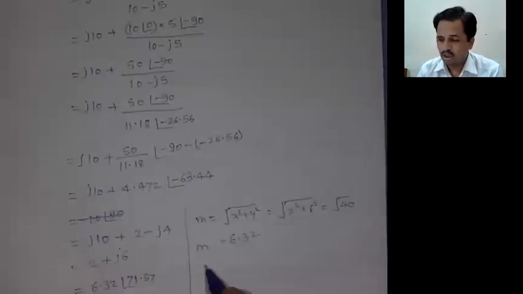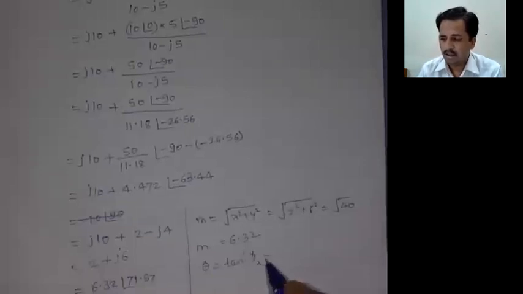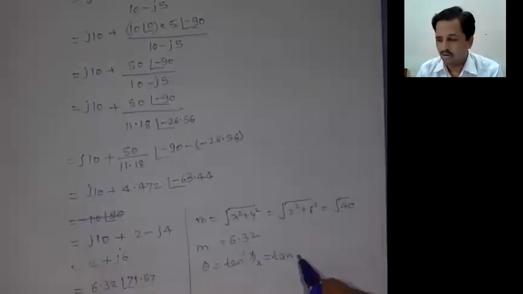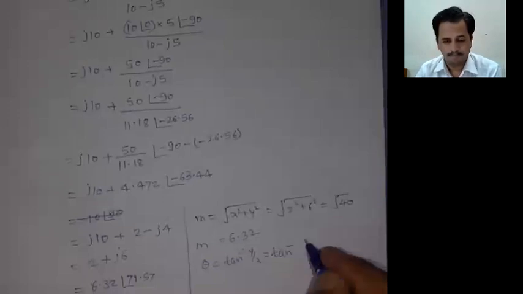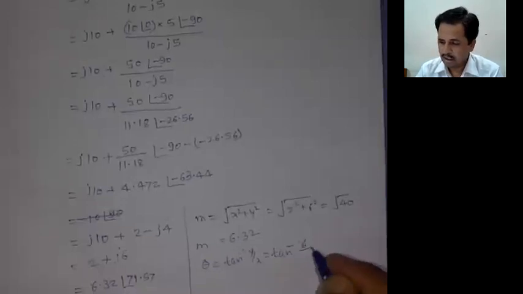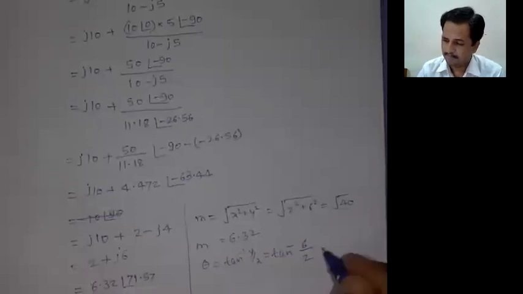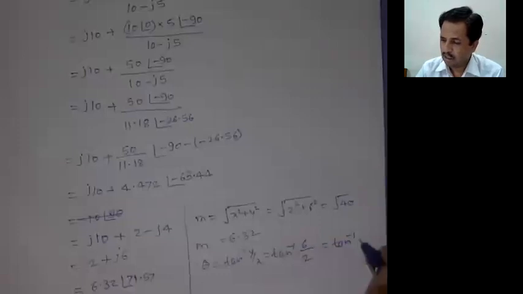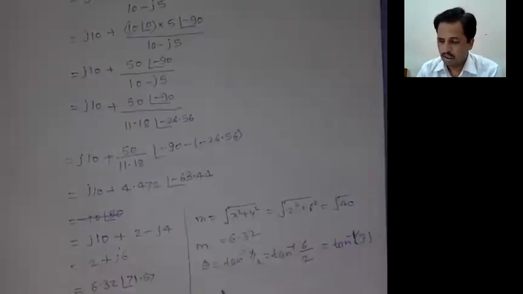Now the theta value is represented as tan inverse of y upon x. Here y is the 6 quantity and x is the 2 quantity, and therefore tan inverse of 3. Tan inverse of 3 gives the value 71.57.